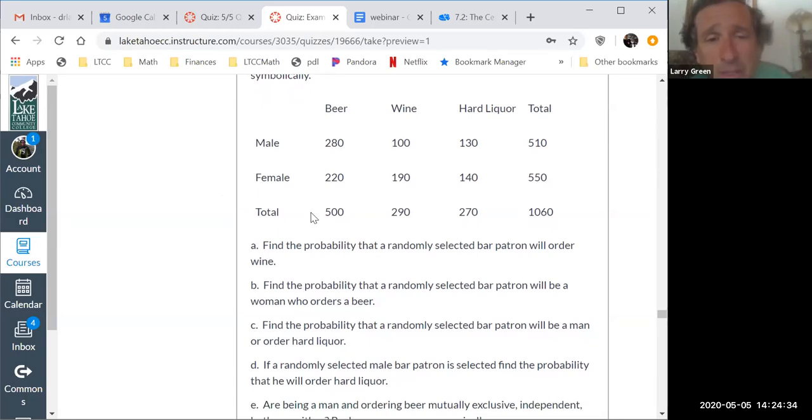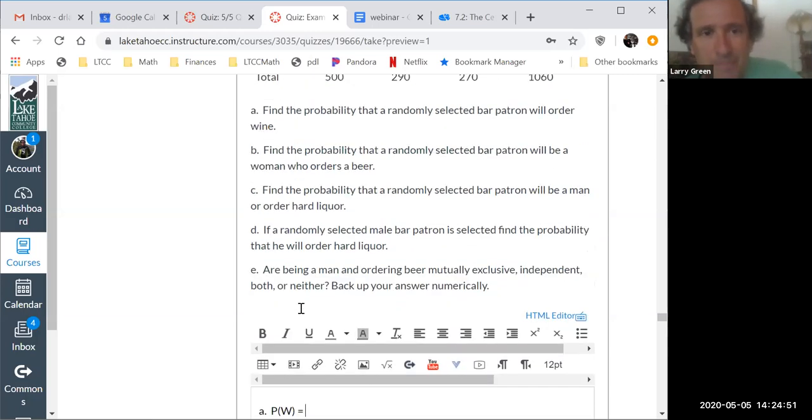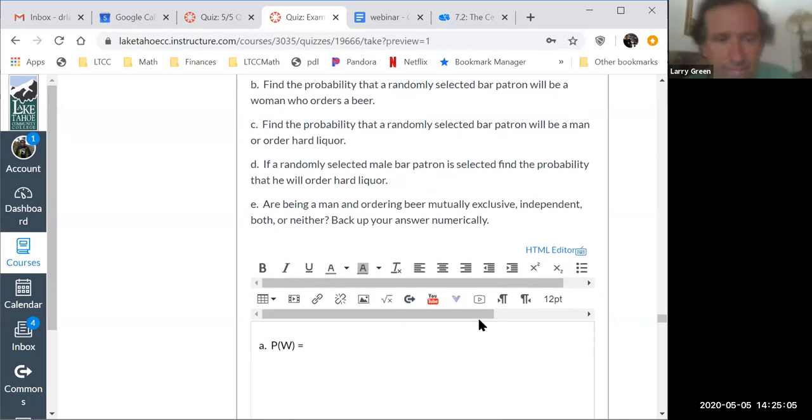Okay, A: find the probability that a randomly selected bar patron will order wine. So we're looking at wine. The first thing I want to do is write it in symbols: probability of W for wine. I think there's only one word there that starts with a W. So this is a simple probability of wine. We count how many people ordered wine. That was 290, out of the total of 1,060. And that's it. 290 over 1,060. Most of you got that right. Then it got harder after there.